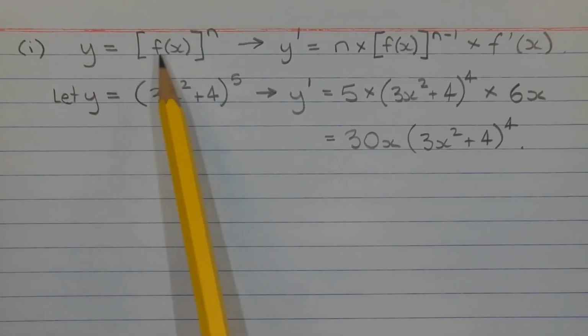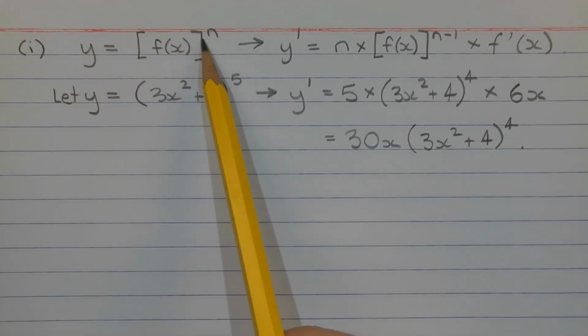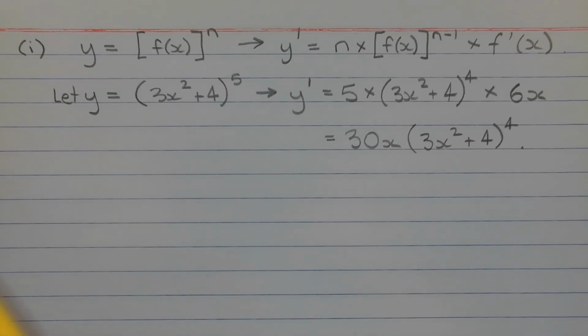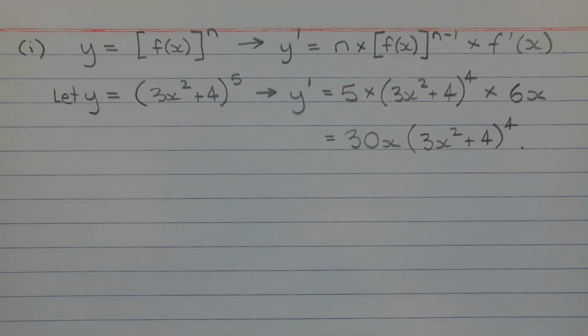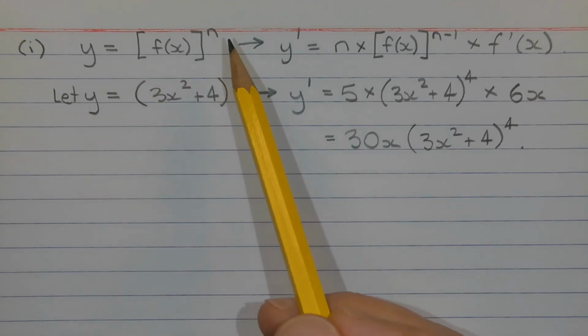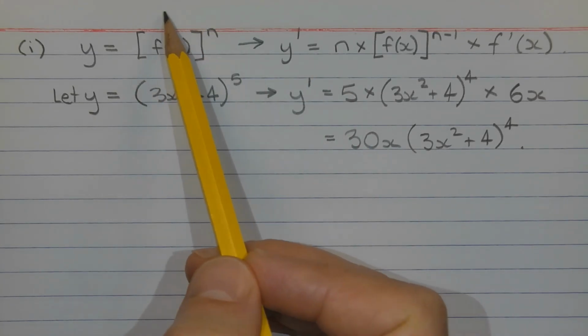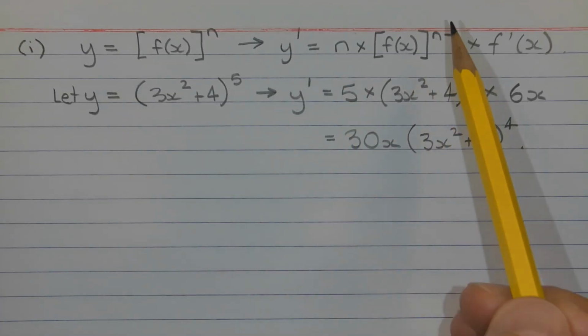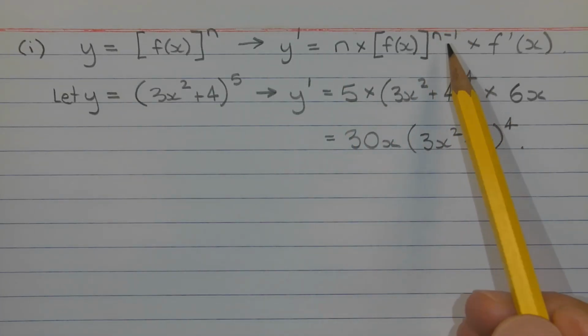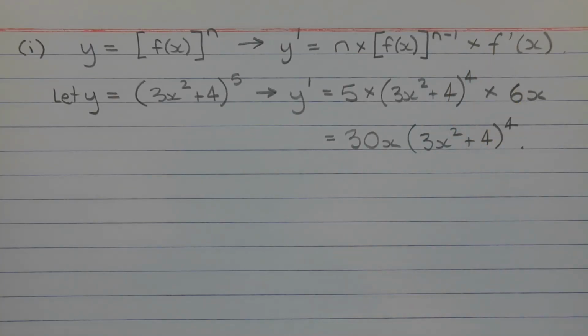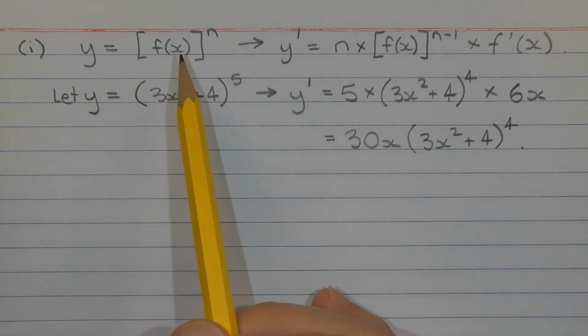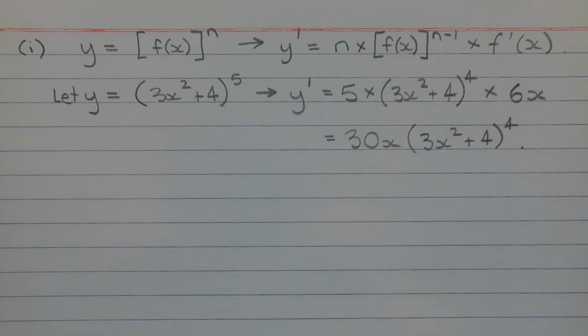to the power of n. Now the outer function is the power function, raising to a power of n, and the inner function is our function f(x). By the chain rule, the first derivative y' is equal to the derivative of the outer function, so the n comes out to the front, and we reduce the original power by 1, so f(x) is now to the power of n minus 1, and then we multiply by the derivative of the inner function, f'(x).